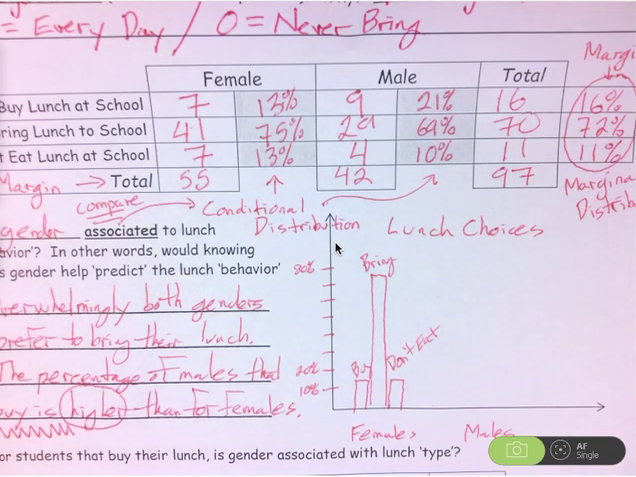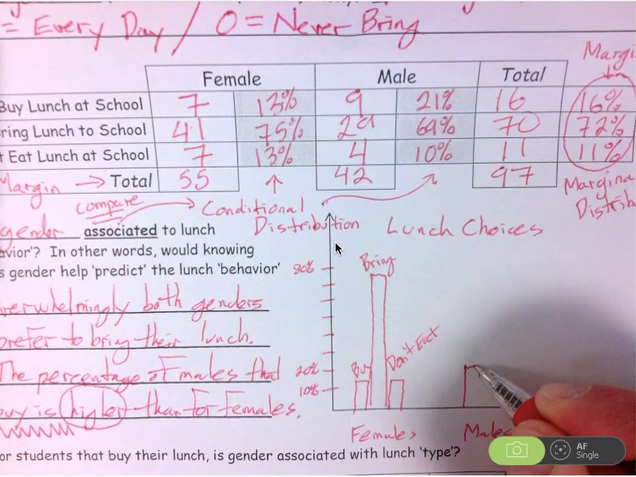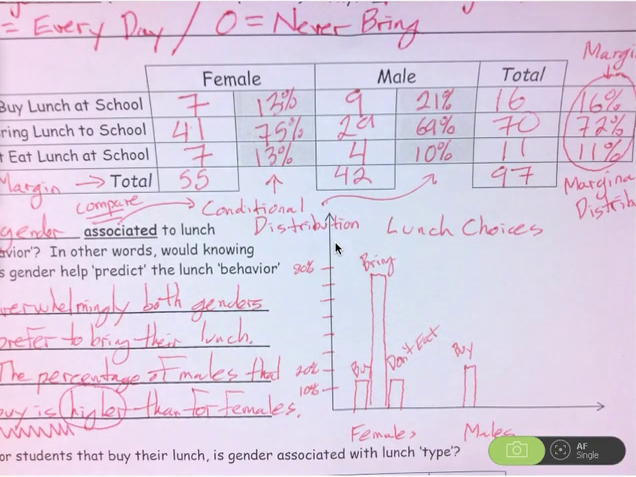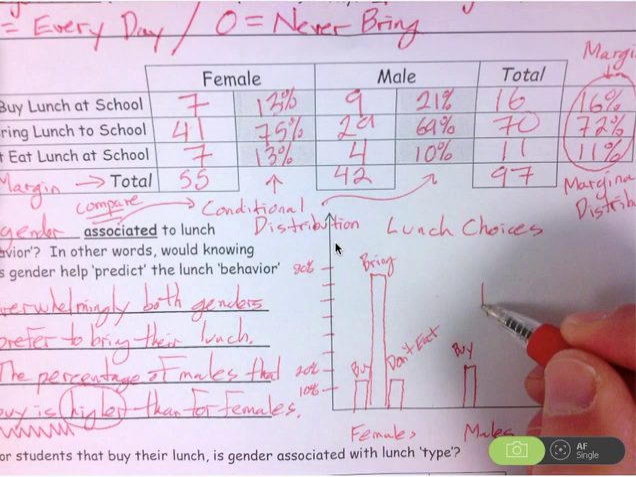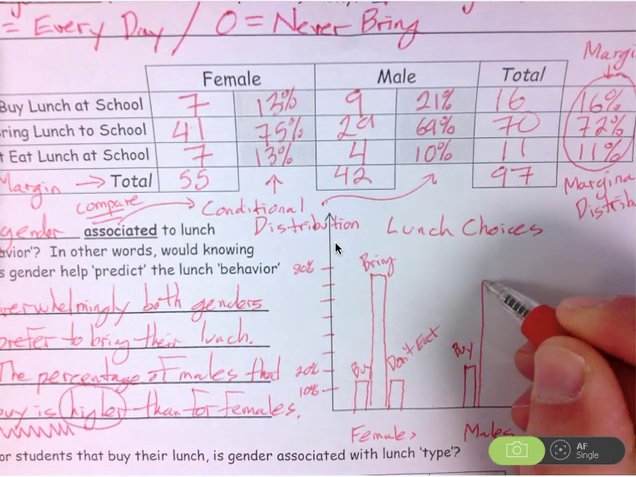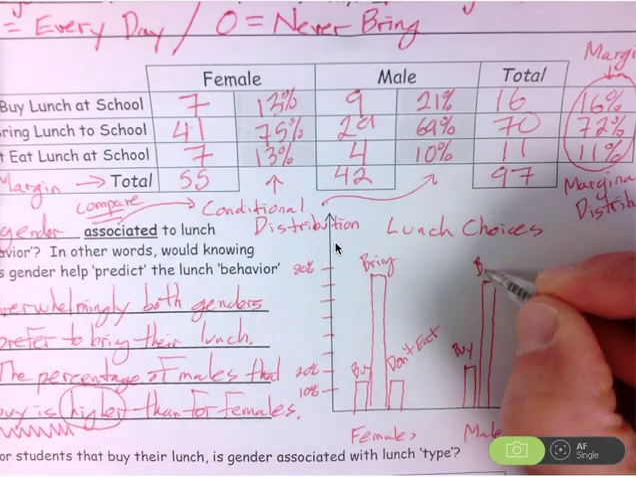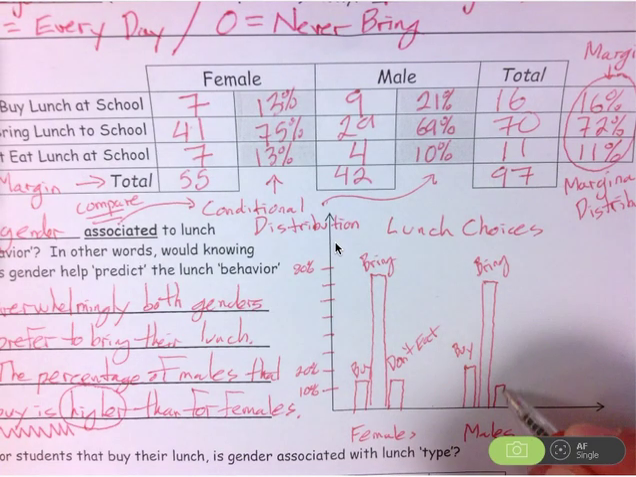So I can graph the same things for the males. So for the males, 21% buy. So here are the buyers. The bringers, about 70%, 69%. And the people that don't eat, it's around 10%.